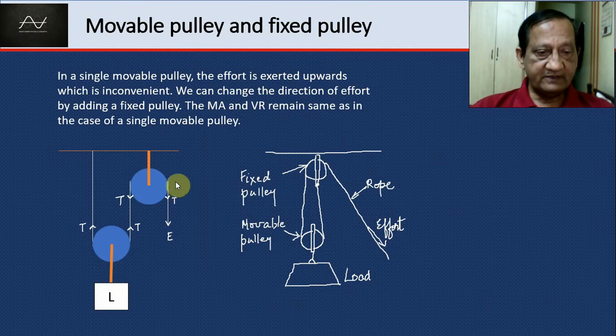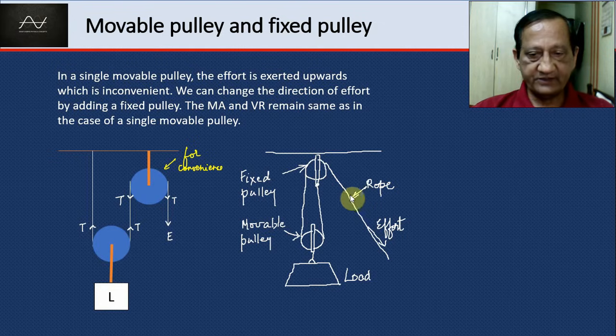So another depiction of the same thing, we add this for convenience, not for any mechanical advantage. So this is also the same combination, and we have the effort, the rope, the fixed pulley, the movable pulley, and the load hanging. So the MA and VR that you have doesn't change if you add this single fixed pulley. It only brings you convenience.